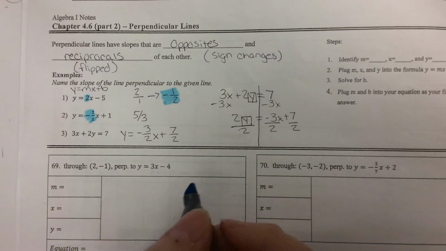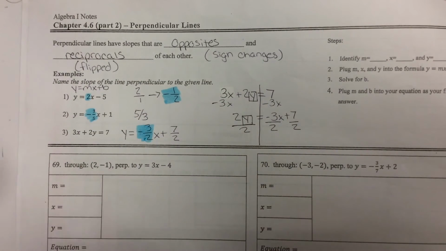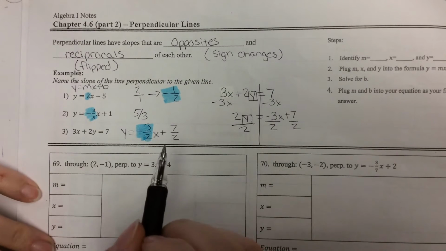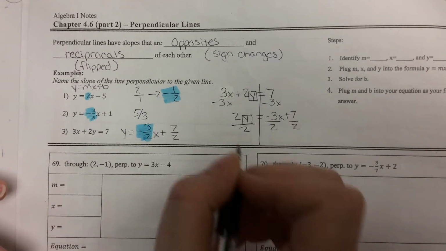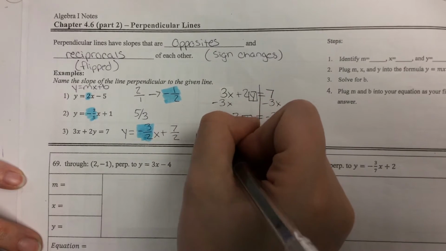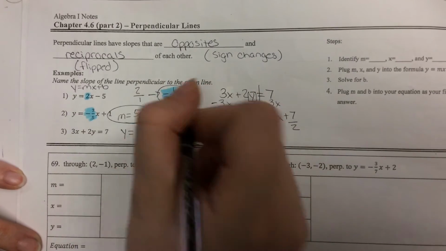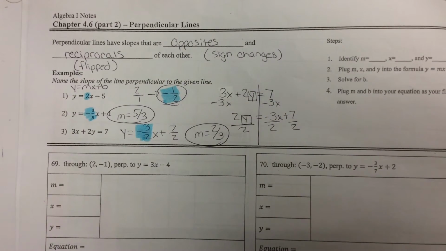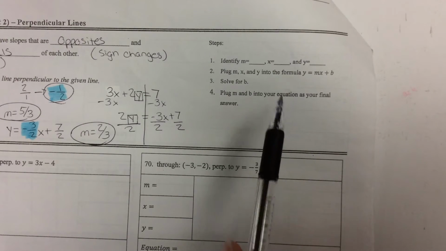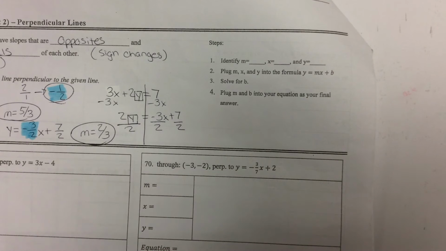So now we can find the slope of a perpendicular line. This slope is negative 3/2, so perpendicular to that is going to be positive 2/3. So opposite reciprocal. Okay. And that's how you're going to do this. So just in case you needed some steps over here to the side, I've listed them for you. Identify m, x, and y, plug them into slope-intercept form, and solve for b. Then once you have all your information, you can go ahead and write your final answer.